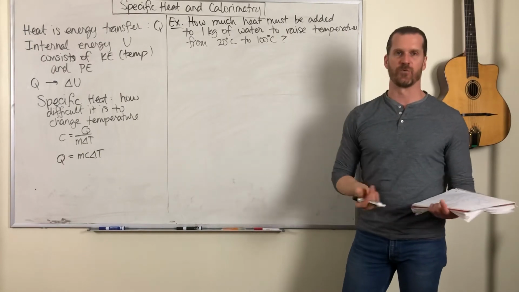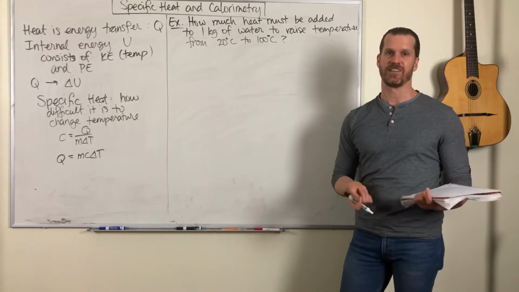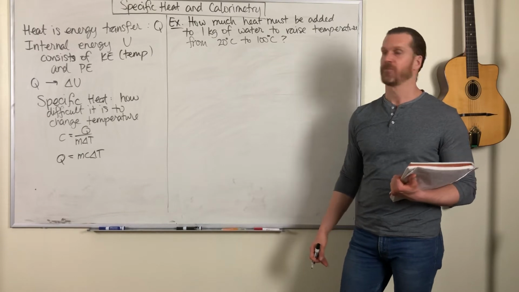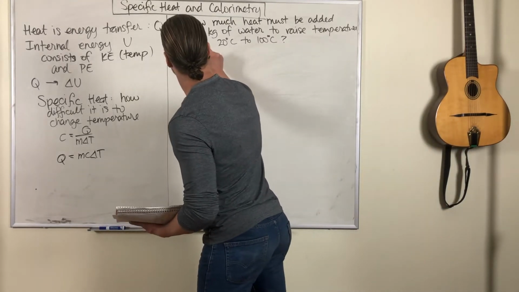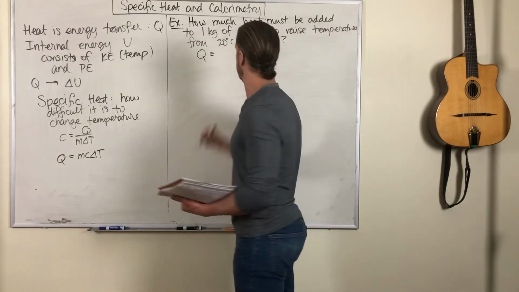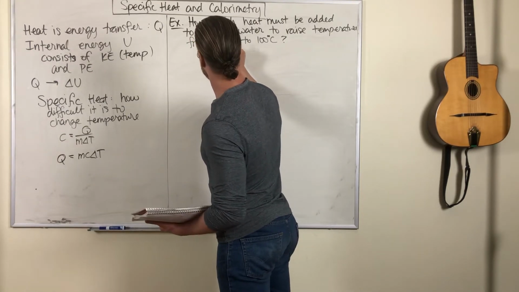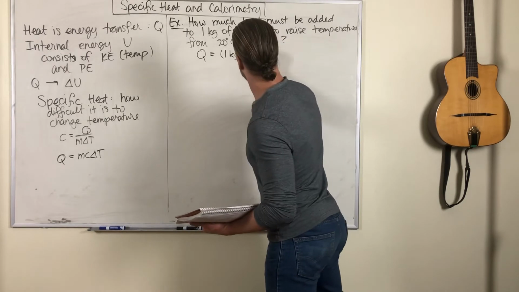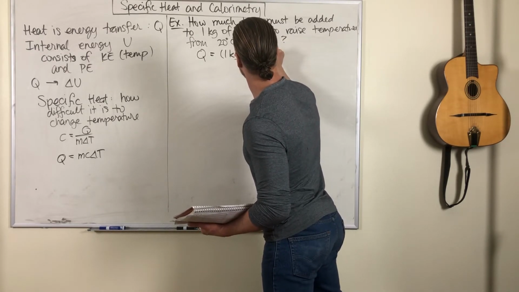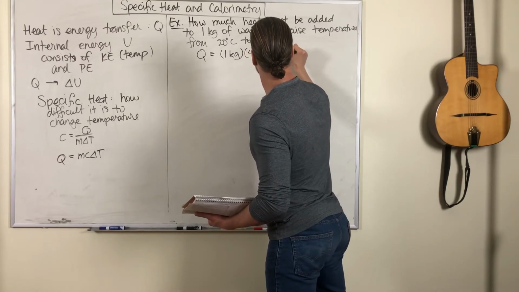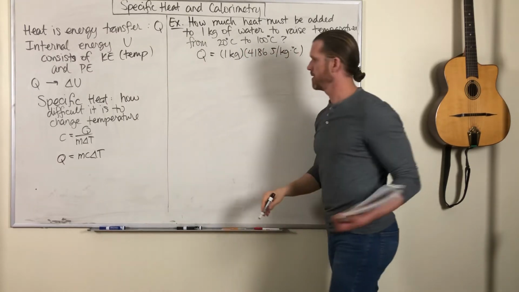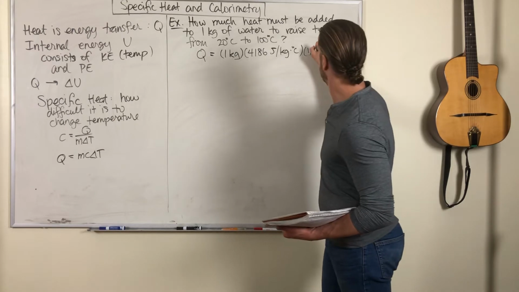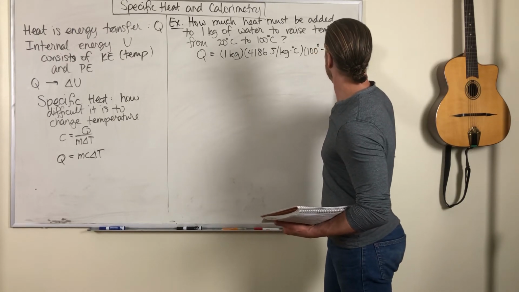So 20 degrees is about room temperature, 100 degrees is boiling. So how much heat energy do you need to boil 1 kilogram of water? Maybe a bowl of water. Well, we just use this equation directly. mcΔT, the mass is 1 kilogram. The specific heat value for water, according to the table in our book, is 4186 joules per kilogram per degree C. And then you multiply it by the change in temperature, temperature final minus temperature initial.